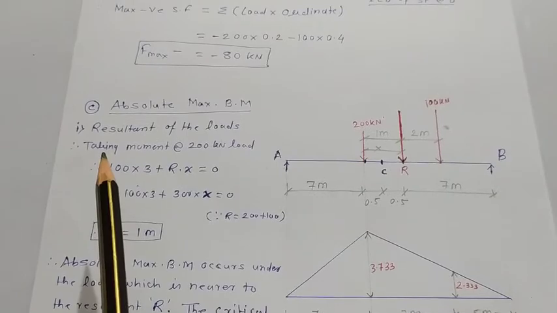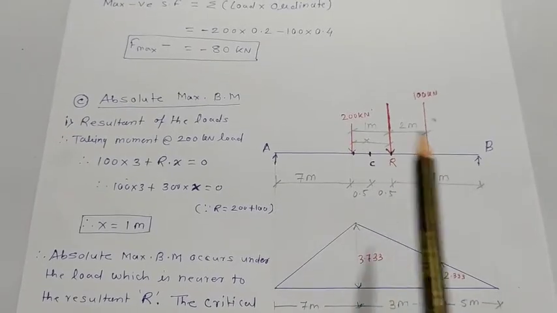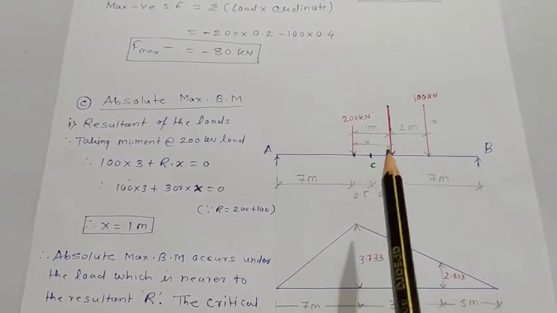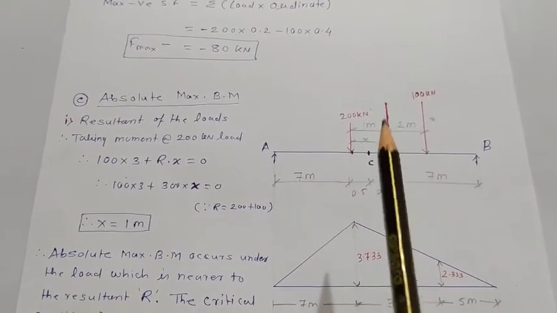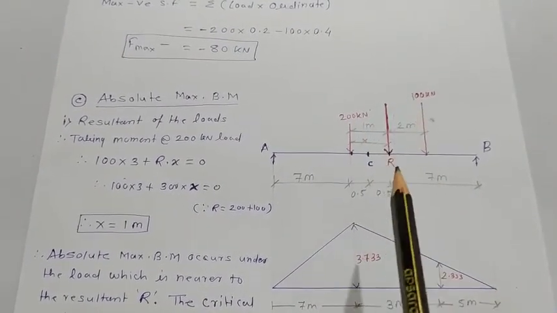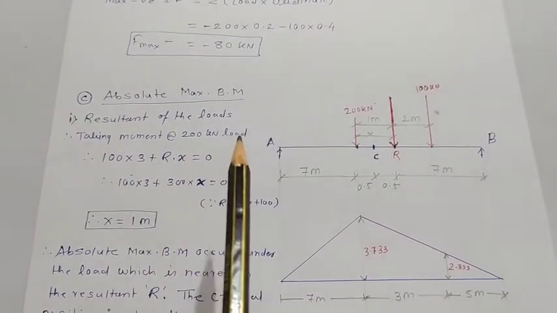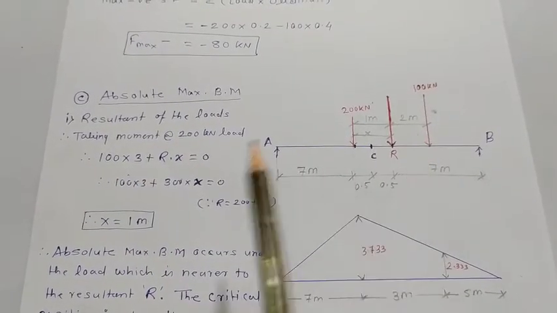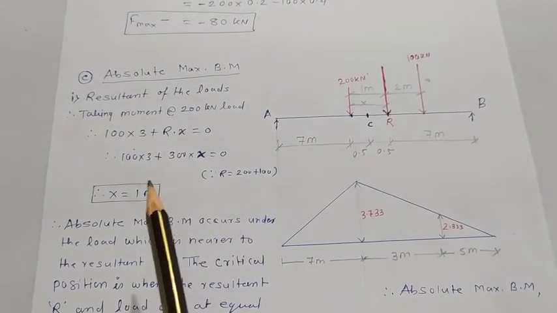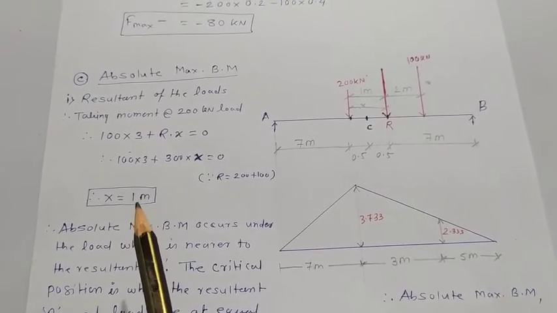First we have to take the moment about the 200 kilonewton load. Let R be the resultant of these two forces, acting at a distance of x from the 200 kilonewton load. The resultant is nothing but the addition of all the loads, so 200 plus 100, R is equal to 300 kilonewton. Taking moment about the 200 kilonewton load, 100 multiplied by 3 plus R into x is equal to 0. R is 300. If you calculate this, you will get x equal to 1 meter.